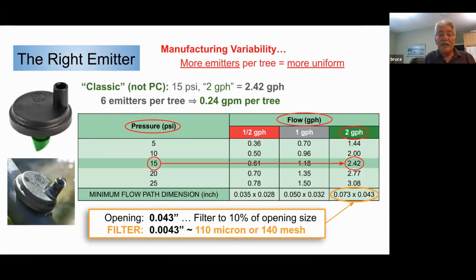Yeah, so this is a classic type of emitter, so non-pressure compensating. Here it's showing us our orifice size of 0.043 inch. So we want to filter to 10% of that opening size. So 0.0043 is the number you come up with. And looking at charts in your BC Ag Trickle manual, that tells you that you need a 140 mesh screen or sand filter equivalent to facilitate that. Okay, next.